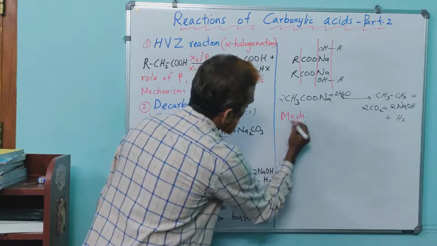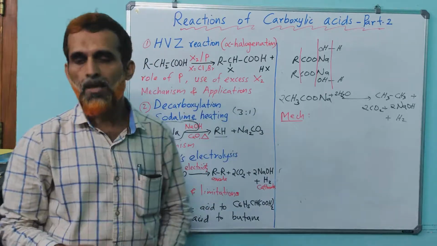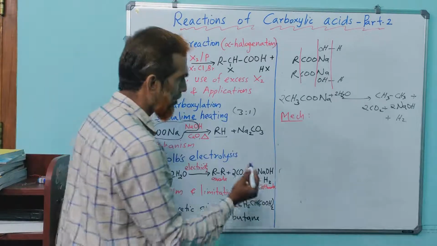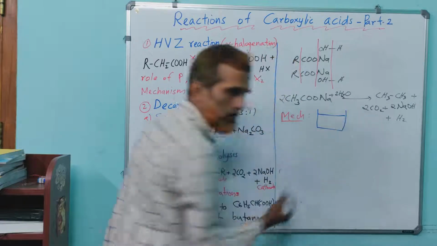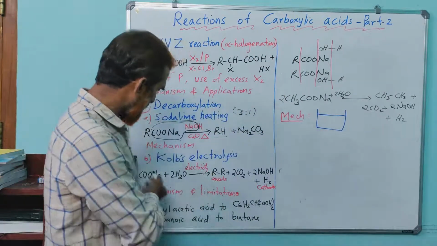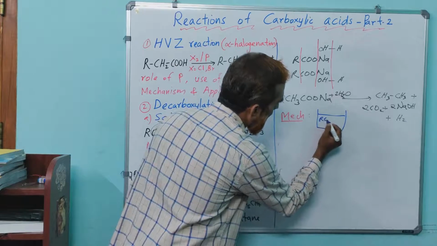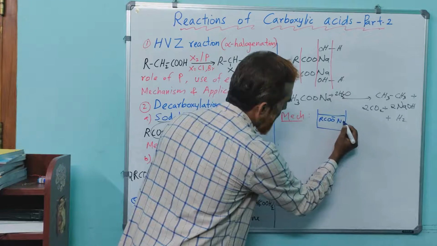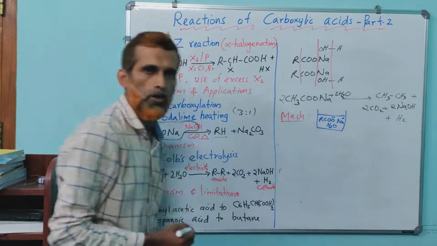What is the mechanism of this reaction? See, it's only electrolysis, so you have to explain what is the anode reaction and cathode reaction. That's all. So in this solution, you are taking a concentrated aqueous solution of sodium or potassium salt of carboxylic acid. So the solution will contain RCOO minus, that is one anion, and there will be Na plus, that is cation. In addition, it will contain water molecule also.